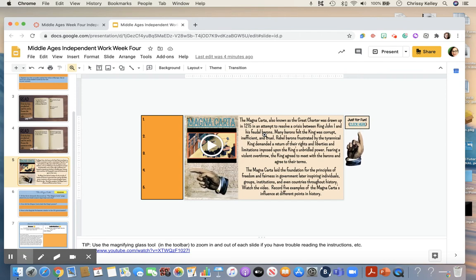So barons are his nobles. Many barons felt the king was corrupt, inefficient, and cruel. Rebel barons, frustrated by the tyrannical king, demanded a return of their rights and liberties and limitations imposed upon the king's unbridled power. Fearing a violent overthrow, the king agreed to meet with the barons and agree to their terms. The Magna Carta laid the foundation for the principles of freedom and fairness in government, later inspiring individuals, groups, institutions, and even countries throughout history.